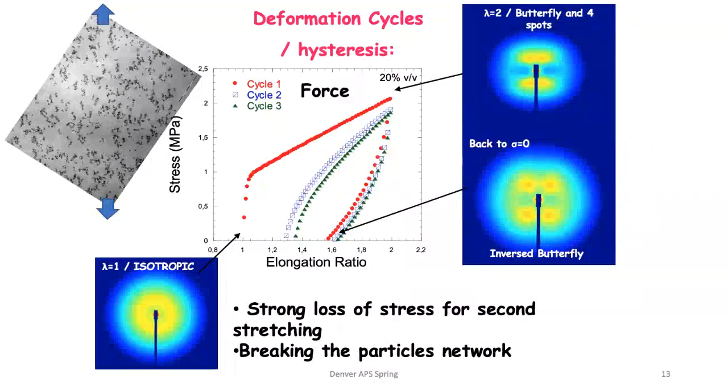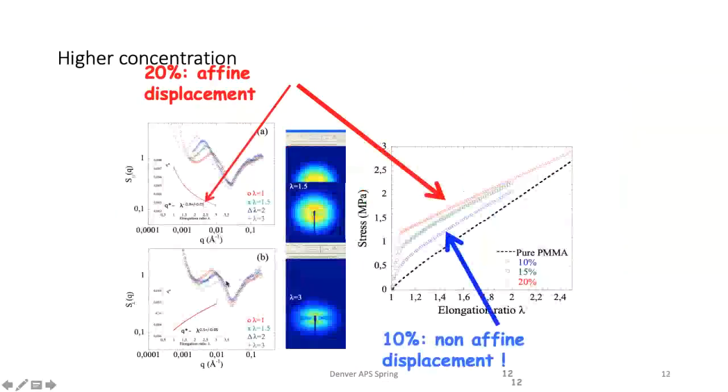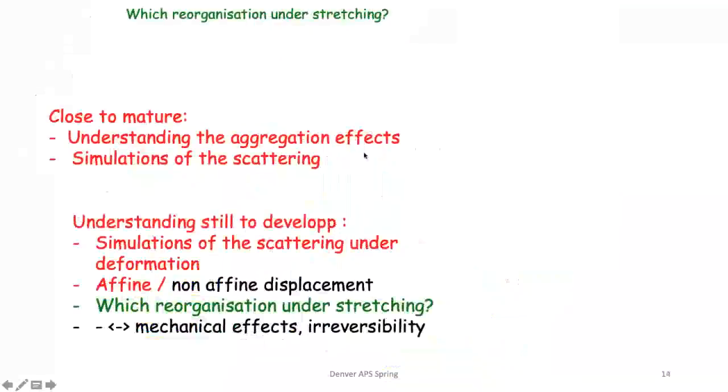We have, in a way, broken the initial particle networks, and you can see that if you re-stretch the sample a second time, you have lost the initial reinforcement. So this is a kind of Mullins effect, which you can follow by the scattering. So this is all I wanted to say about nanoparticle structure due to time.